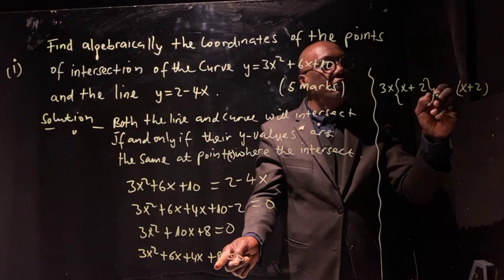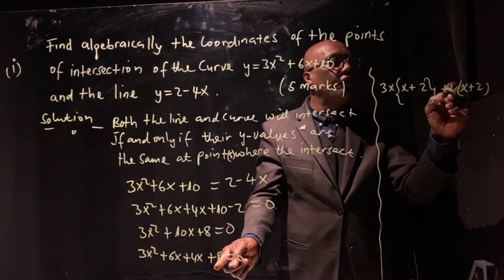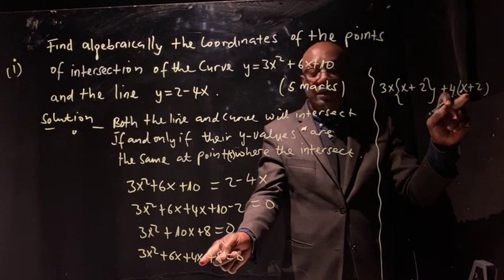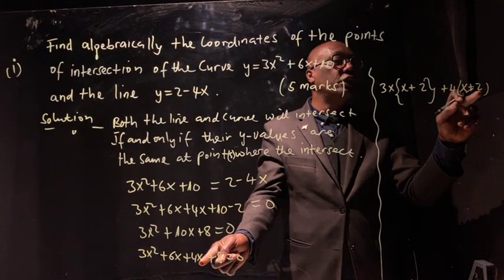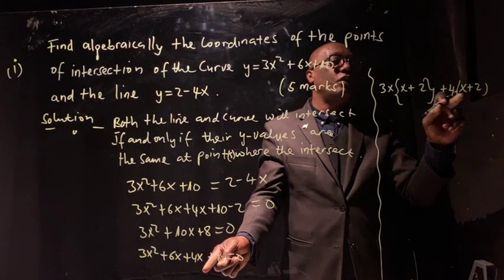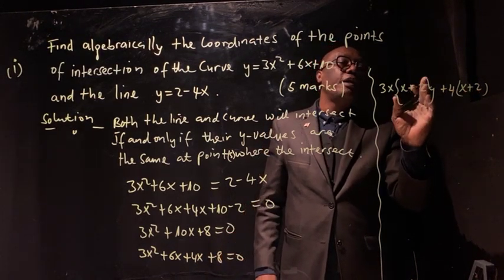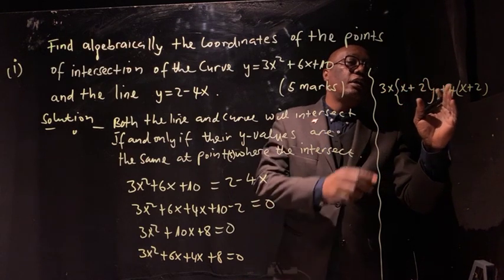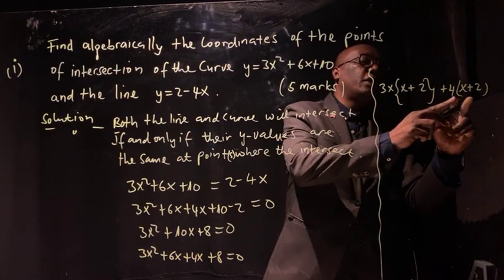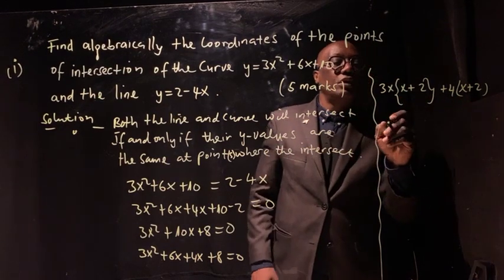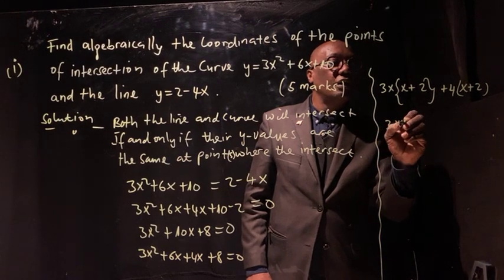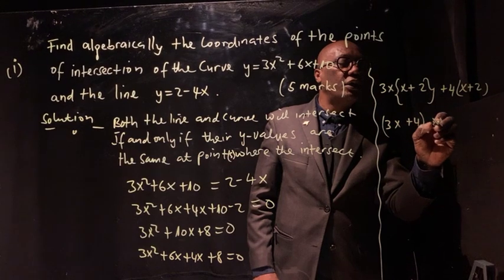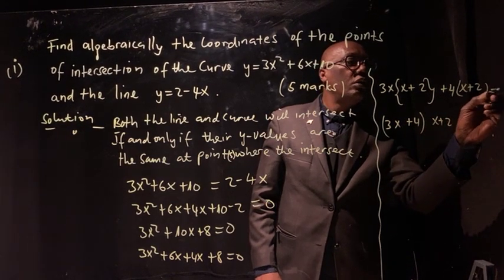That is only possible when we put 4 here. In that case, 4 multiplied by x will be 4x, and 4 multiplied by 2 will be 8. Now we can also see that there's a factor x plus 2 on this side and a factor x plus 2 here. We can factorize it out. So we have 3x plus 4, then x plus 2, all equal to 0.